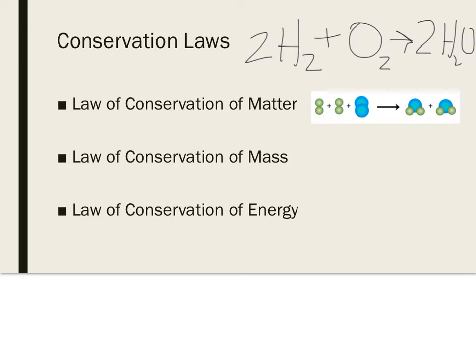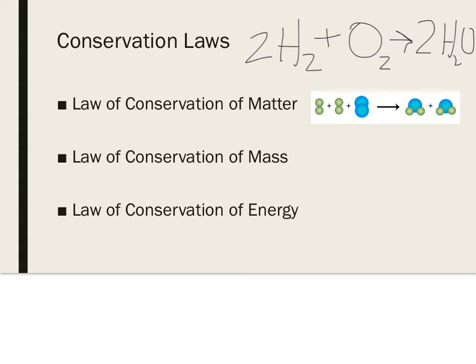According to the law of conservation of mass, mass cannot be created or destroyed during ordinary physical or chemical changes. So if there are, let's say, 100 grams of a reactant on the left-hand side, then there's got to be 100 grams of product produced on the right-hand side. According to the law of conservation of energy, energy cannot be created or destroyed either. It can only change forms.